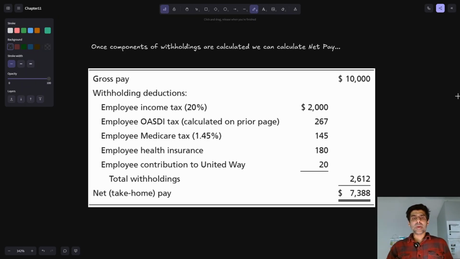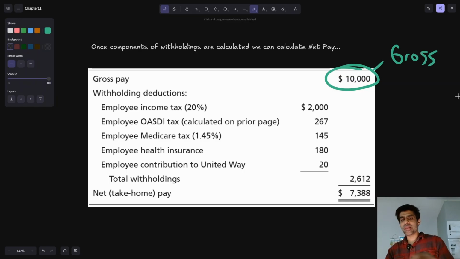This is kind of how gross to net would look. We have $10,000 as the gross pay. This is the salary amount. Let's say it's $10,000 a month, so this is like a 120K salary.